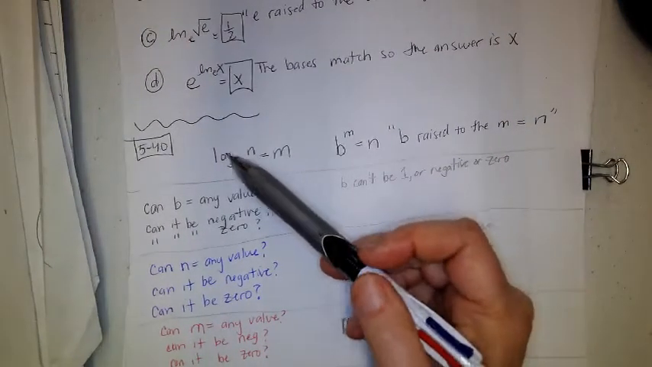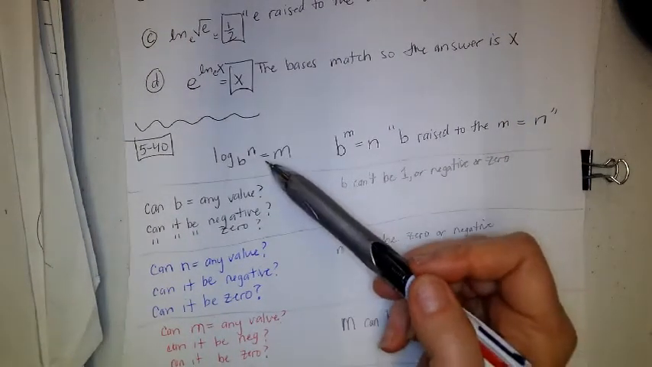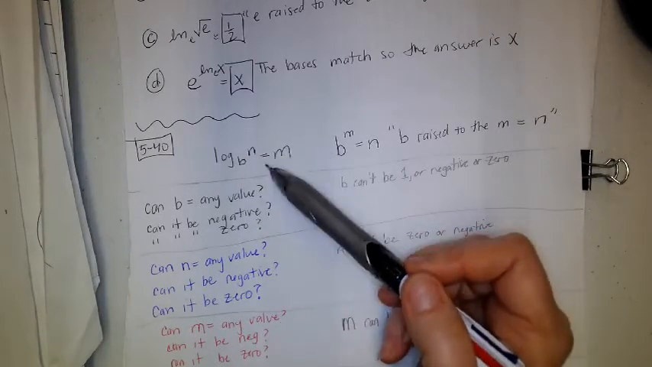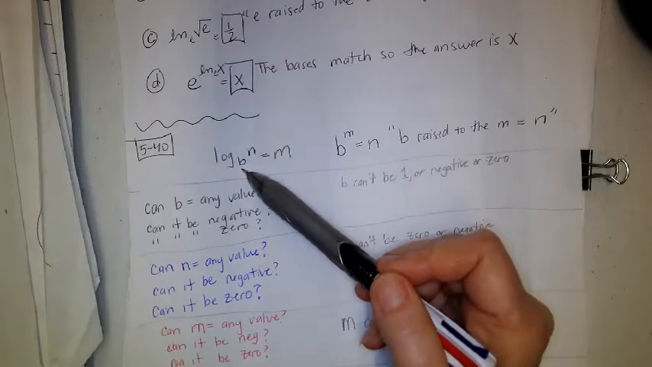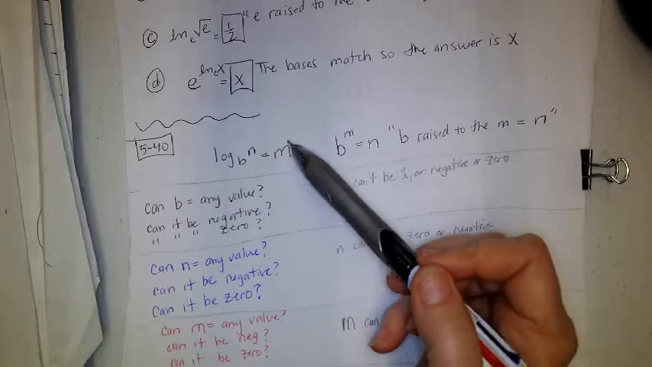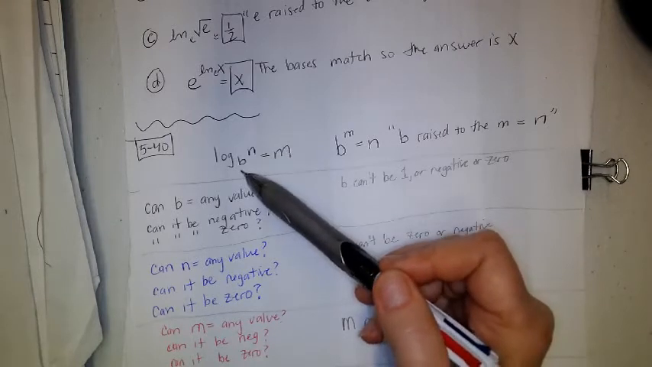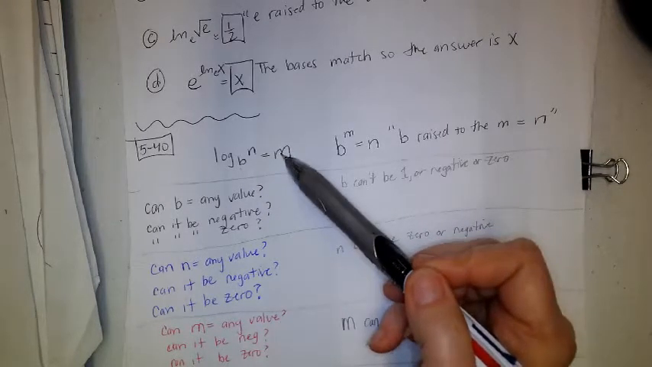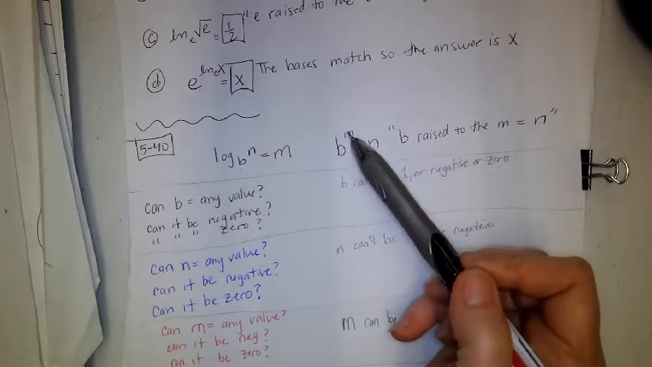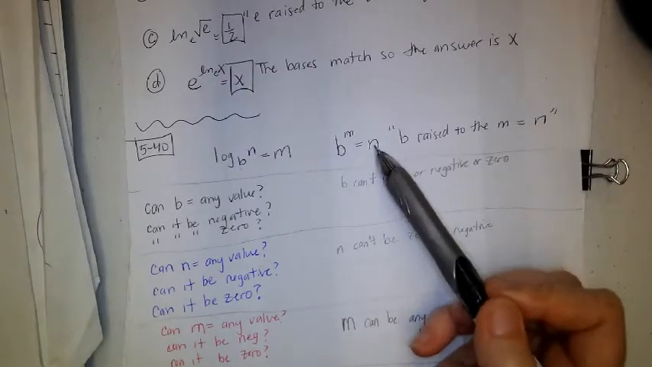And 5-40, log base b of n equals m. So what I think of when I think of this is b raised to the what power equals n, but they already told me the answer is m. So really it's b raised to the m power equals n. So b raised to the m equals n.